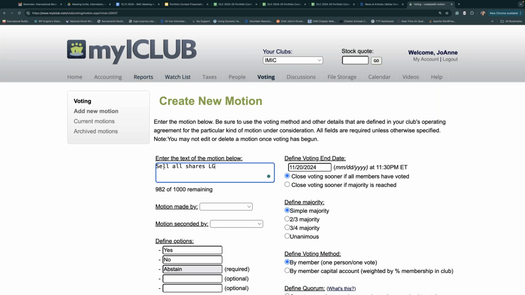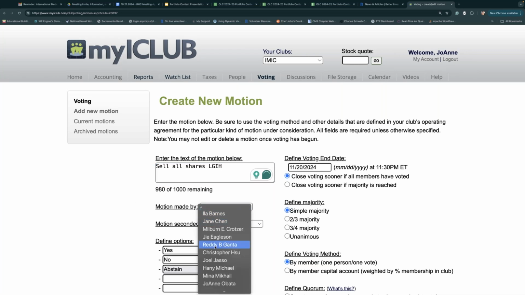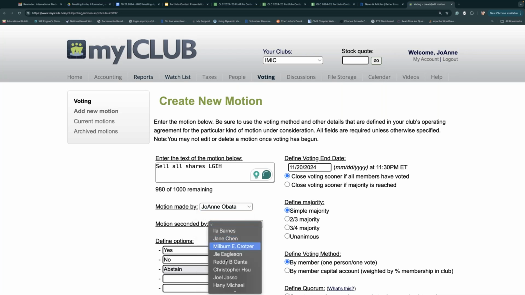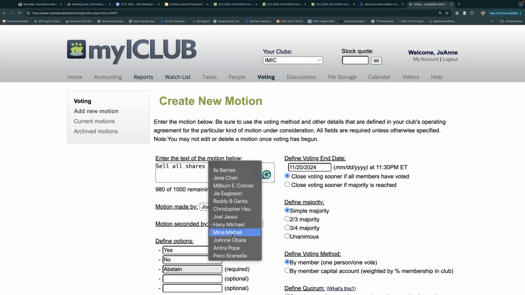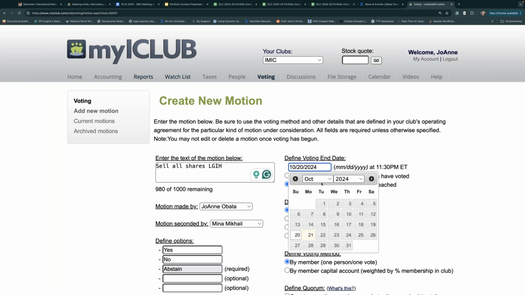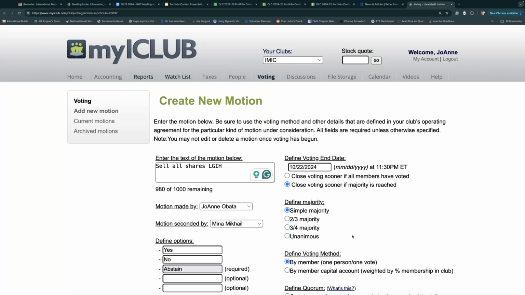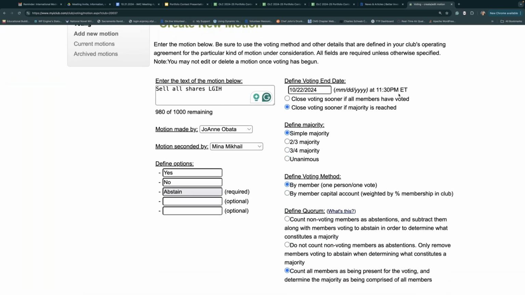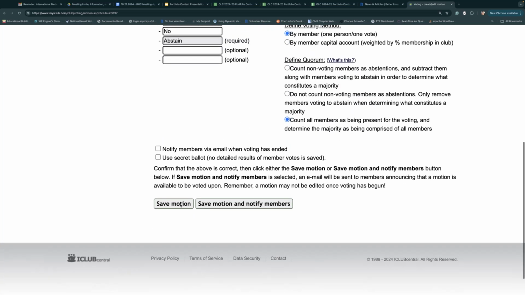Sell all shares of LGIH, by Joanne. And who's the second? Hanny. Mina, I think. Mina was first. Okay. And then close voting sooner if majority reached? Yeah. And then keep it open till when? This is a month later. We don't want to leave it open for a month, right? Leave it open till what, Friday? Wednesday? Pretty much everybody's here, so we could probably just do it now. I'll just go to my iClub. Okay, I'm going to leave it open till tomorrow night.